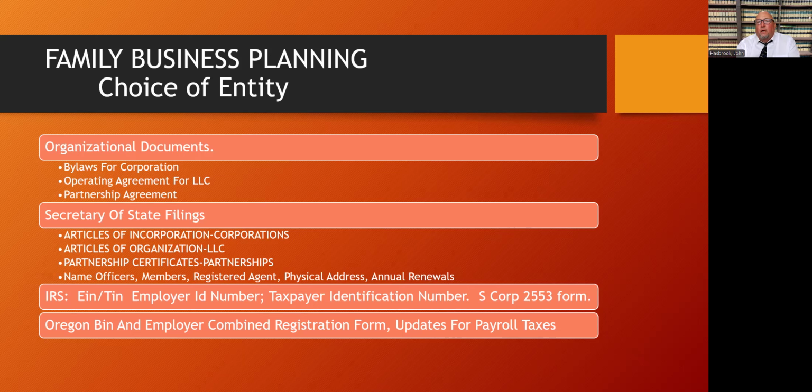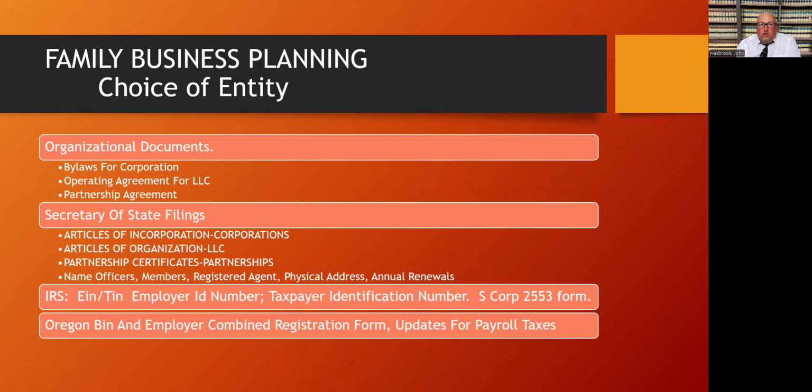And this is where, especially with a family business, it's very important to have in place details about officers, any restrictions on sale, those kind of things. And we'll get into more of that in a minute. But first of all, we have bylaws for a corporation. The bylaws are the document that is the constitution of the corporation, essentially.